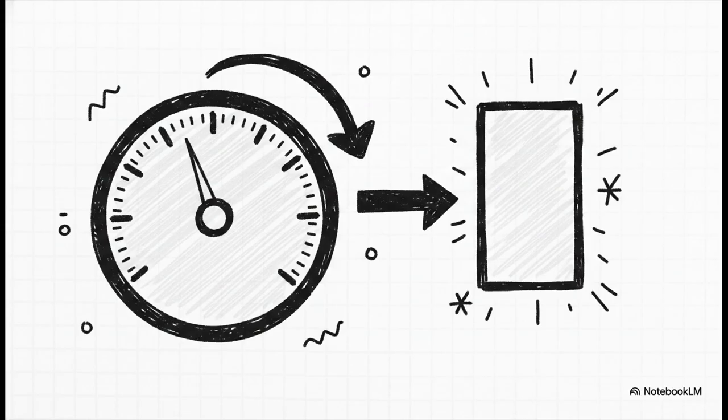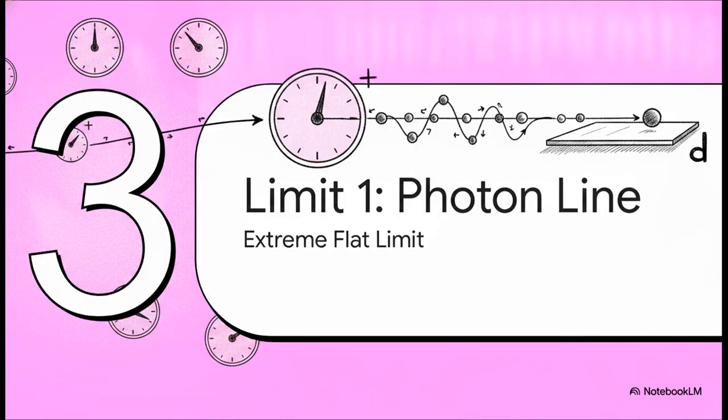It's our fundamental unit of resolution. I want you to think of d as the master dial on the universe's dashboard. By just turning this single dial, we control the very shape of our mathematical bounding box. And, as you're about to see, shifting this dial radically alters the physical realities of the universe. Which leads us to section 3, limit 1, the photon line, the extreme flat limit.